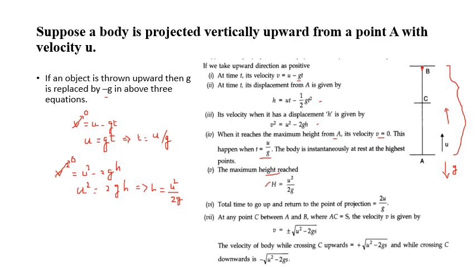Then look at the sixth point: the total time to go up and return to the point of projection. What is the total time of travel? From point A to point B, and again due to gravity it will obviously fall down. So what is the total time taken by the body? We get it from the second equation of motion. Look at your second equation: h equal to ut minus half gt squared.